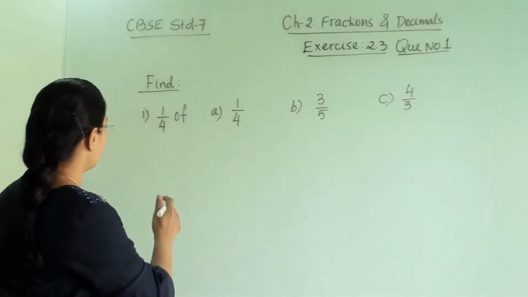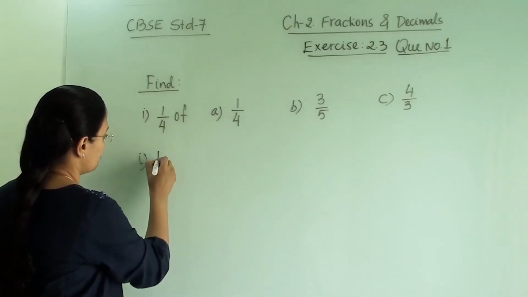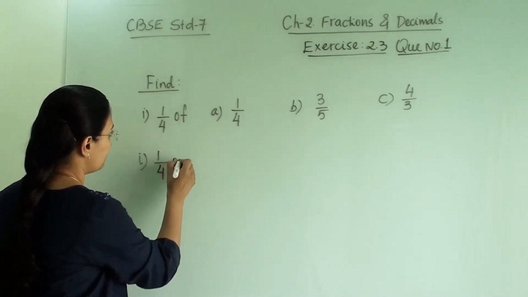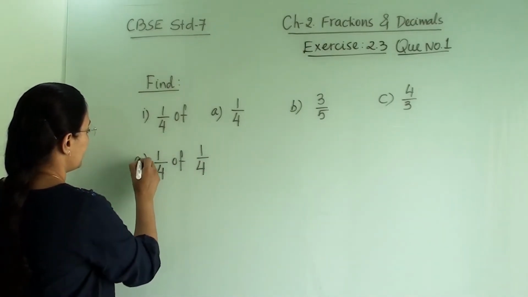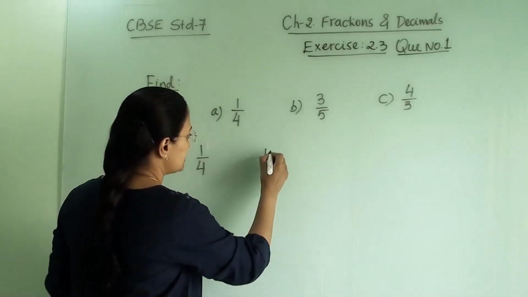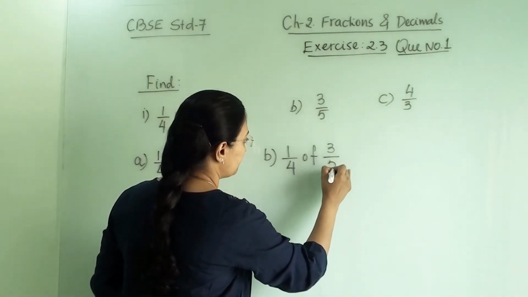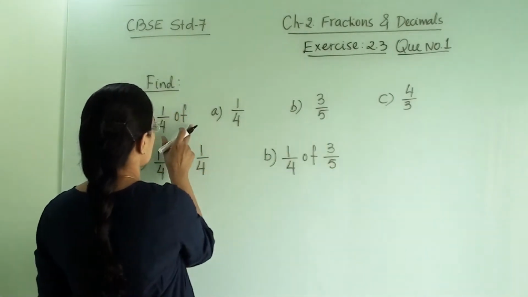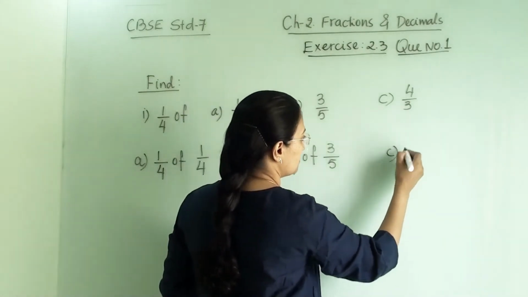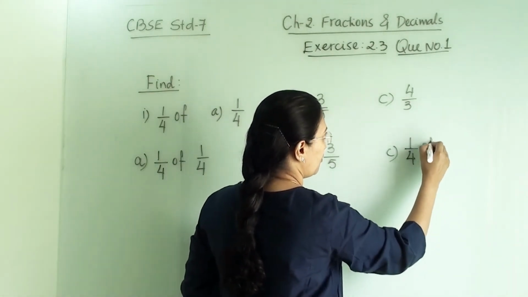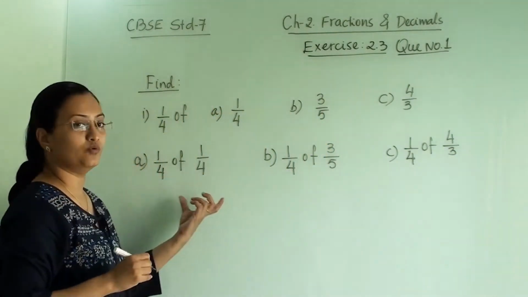Now let us first write how we are going to write this. The first one is 1 by 4 of 1 by 4, so this is our option A. Then B is 1 by 4 of 3 by 5. Then C is 1 by 4 of 4 by 3. So that is how we are going to write this.